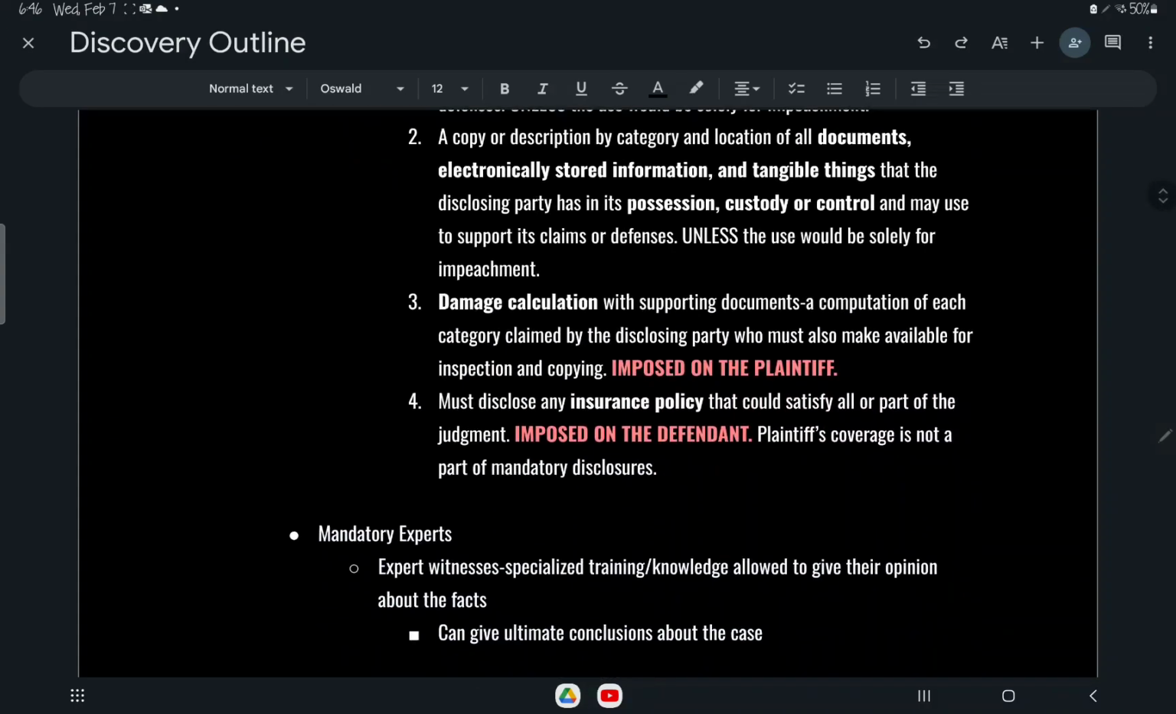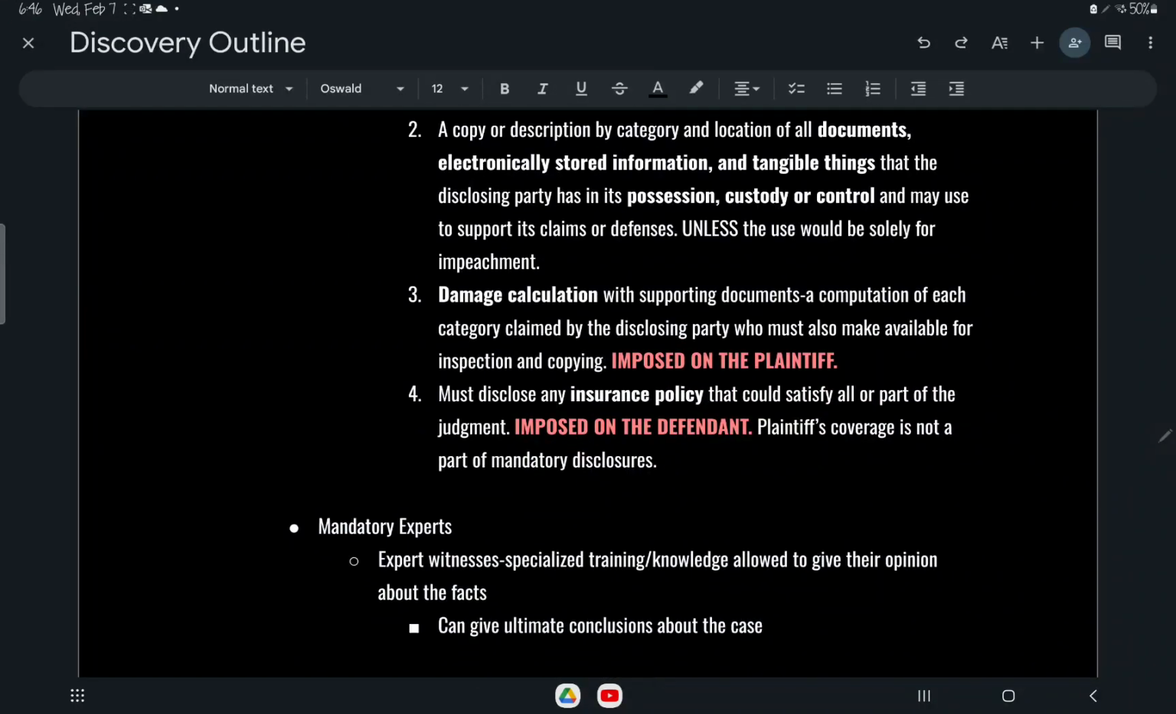Number 2, a copy or description by category and location of all documents, electronically stored information, and tangible things that the disclosing party has in its possession, custody, or control, and may use to support its claims or defenses, unless the use will be solely for impeachment.